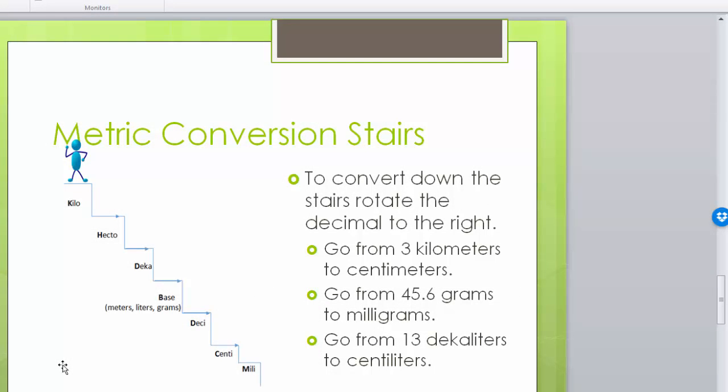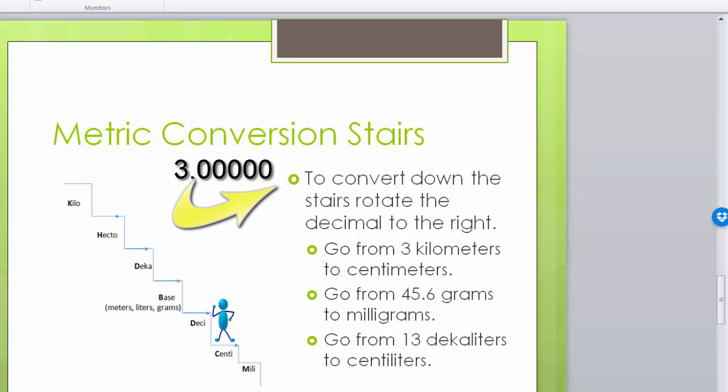Now I'll put my little guy up on the kilometers step, and I need to rotate him all the way down to centimeters. So that means I would have to take him and rotate him 1, 2, 3, 4, 5 spots down to the right. So I'm going to take my 3, and remember 3 is a whole number, so it doesn't have a decimal in it, but I can add a decimal to the right of it. So I put my decimal to the right of the 3, and I'm going to rotate it 1, 2, 3, 4, 5 spots to the right. And that would give me an answer of 300,000 centimeters.